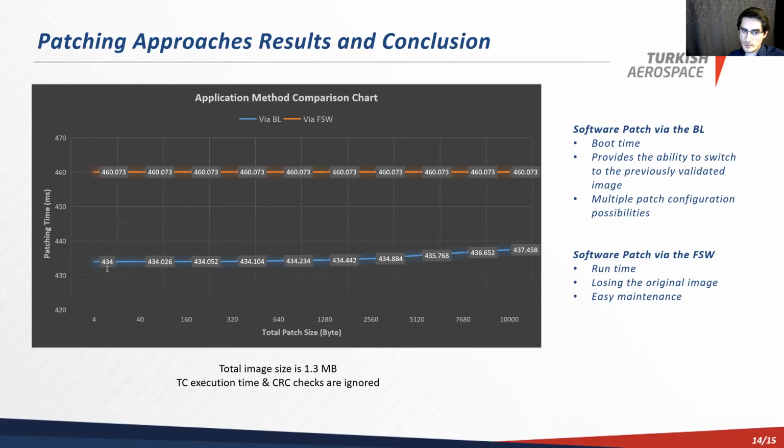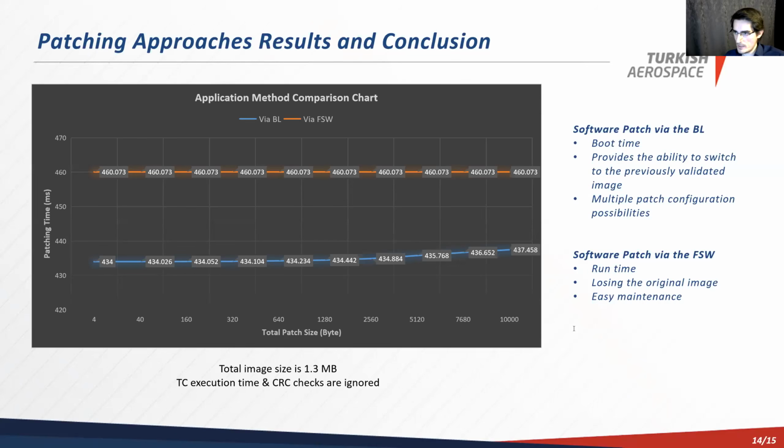But for the bootloader approach, the patch size does affect your speed, because the difference here is when you boot, your image is copied from your ROM memory to your RAM memory. After this copying process, the selected patch is also copied onto the RAM. So the larger patch you have, the longer time it takes to copy. That's why you can see this line gradually increasing as your patch size increases.